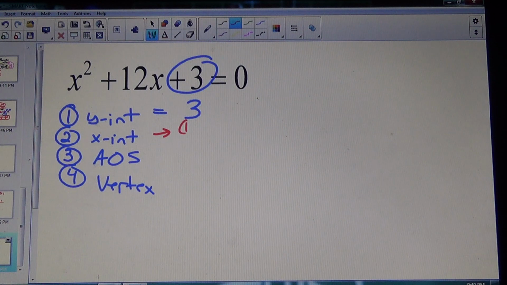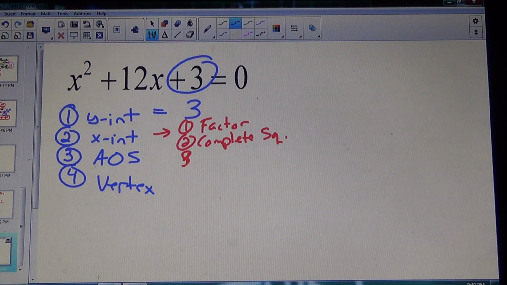Okay, how do we find the x-intercept? There's 3 ways. Factor, complete the square, or quadratic. Alright, I'm going to tell you it won't factor, but we could try it, but it doesn't. So then I'm actually going to jump directly to the quadratic formula.